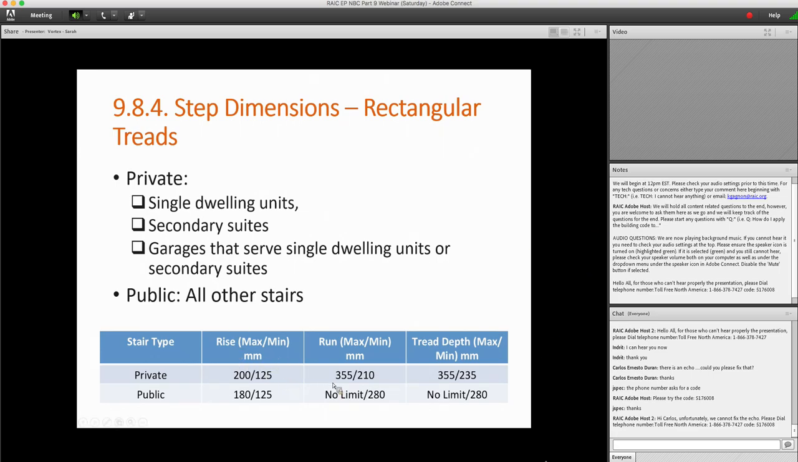For private stairs, the rise is between 200 and down to 125. Your run is between 355 and 210, and your tread depth is between 355 and 235. The difference there would be accounting for nosings.